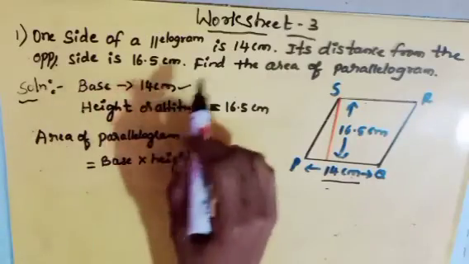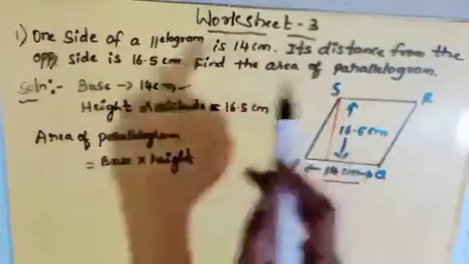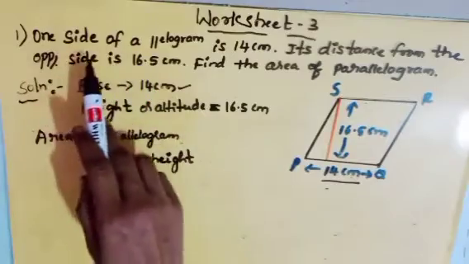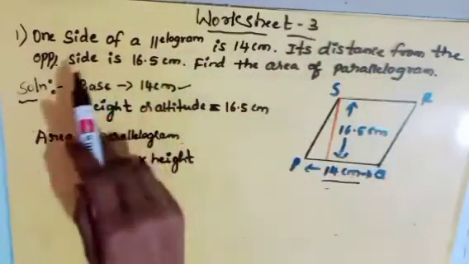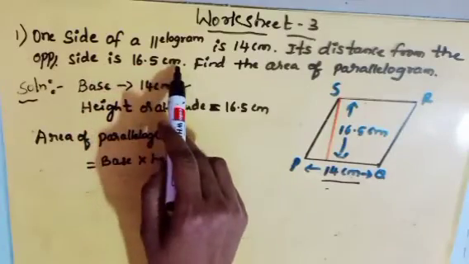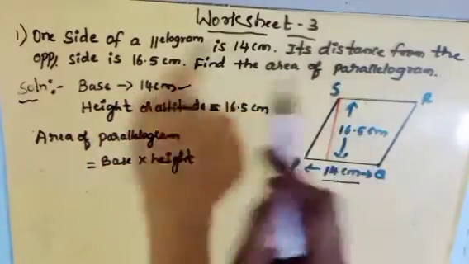Next, let us solve worksheet 3. First question: one side of a parallelogram is 14 cm. Its distance from the opposite side is 16.5 cm. Find the area of the parallelogram.